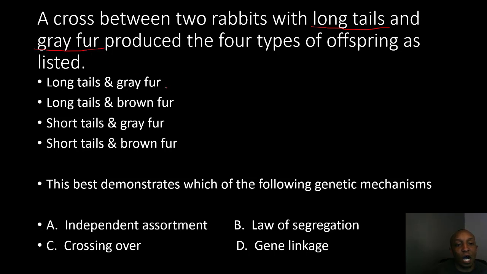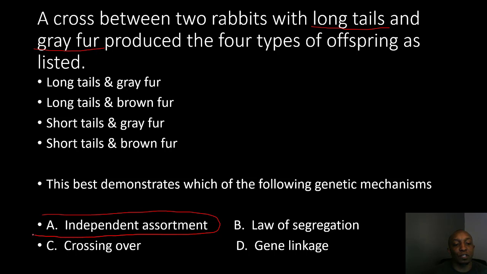And if you notice, in the offspring, none of the traits actually come together. The way we can tell is because we have some with long tails and gray fur, some with long tails and brown fur. We have some with short tails and gray fur, and short tails and brown fur. So this best demonstrates the law of independent assortment.